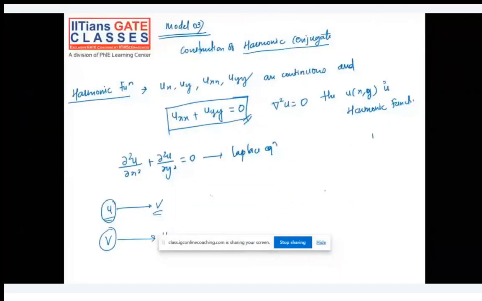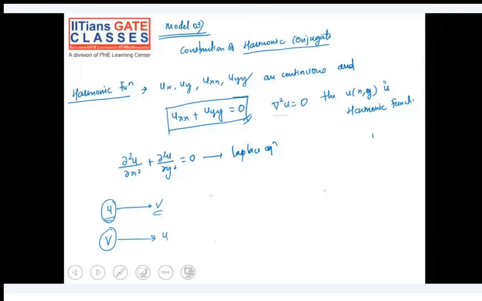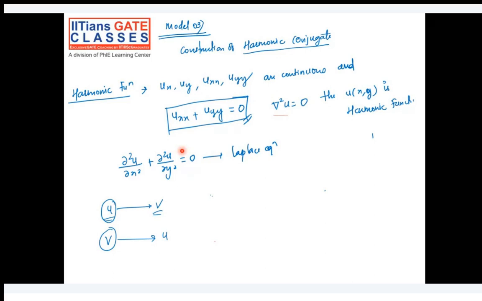Just a minute. Yes. So here, I'm explaining the type 3 problem. If any function satisfies this Laplace equation, what is the Laplace equation? That is del square u equal to 0. Del square u in the sense del square u by del x square plus del square u by del y square equal to 0. If this is satisfied, then we say u is a harmonic function. Okay. So I hope you understood the harmonic function.